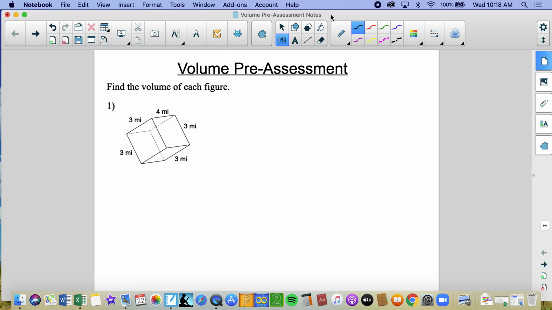So the first one that we want to look at, we see that it's a two base figure, and now I have to set what my base is going to be. So my base is going to be this bottom, and that's going to be 3 miles, and then this distance here is going to be 4 miles. If we look, and this is kind of confusing, I find one side and then I find a parallel line to it. So it's 3 miles by 4 miles is my base.